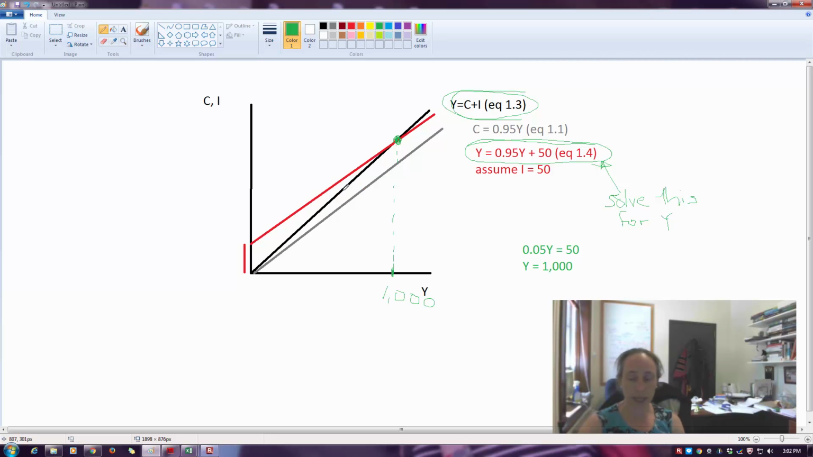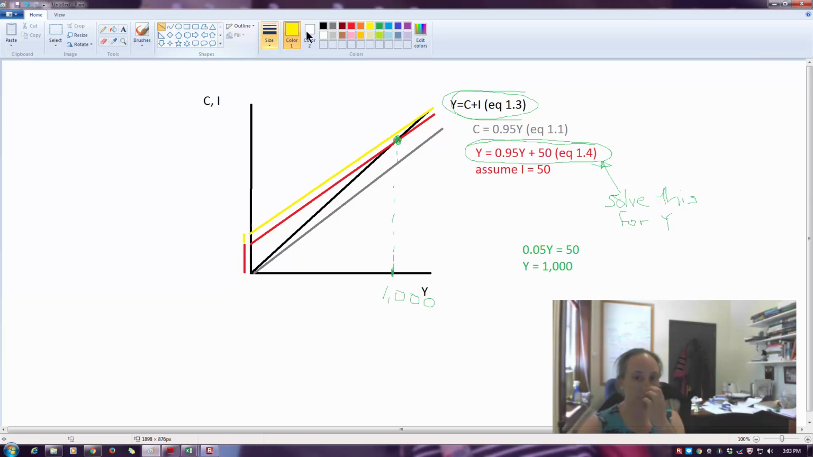And then the question says, okay, now what happens to GDP, to income, to output if we kick up the investment a little bit more? What if, instead of an investment of 50, we made an investment of 60? That yellow line is parallel again, and the only change is we've added 10 more investment. We pushed the intercept up a little bit.